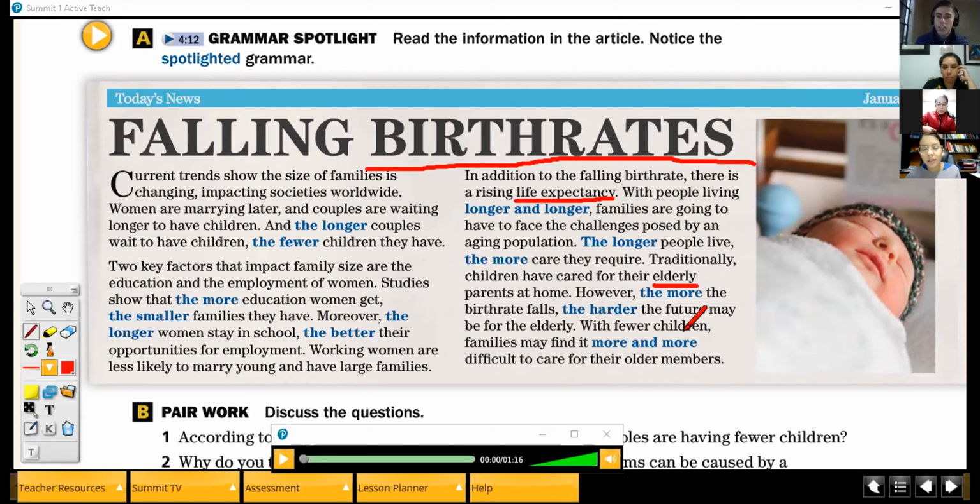What is aging? Population, where is that? Here it is. Aging. Aging means that people continue to become old. They're becoming old. All right.